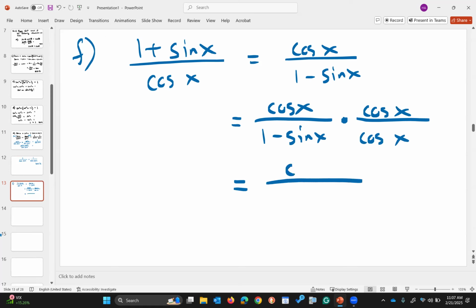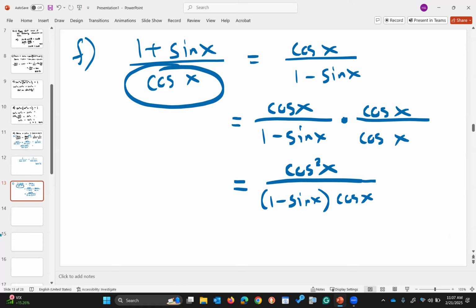So on top I have cosine squared x. On the bottom I have a 1 minus sine of x in parentheses. And you can put this one in parentheses if you like, or you can just leave it outside. So now what I see is I have some connection. Now I have the denominator that I want, right?